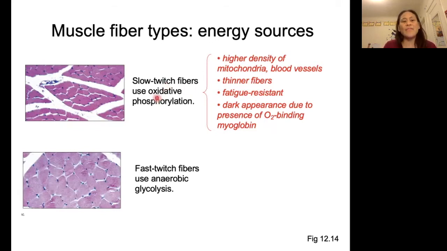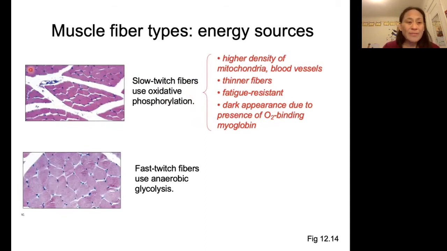And then finally, slow twitch fibers are going to have a dark appearance due to the presence of this molecule called myoglobin, which binds oxygen. Myoglobin is going to help to hold the oxygen in that muscle tissue. Since we are relying on oxidative phosphorylation, we are going to need that myoglobin in the slow twitch fiber.